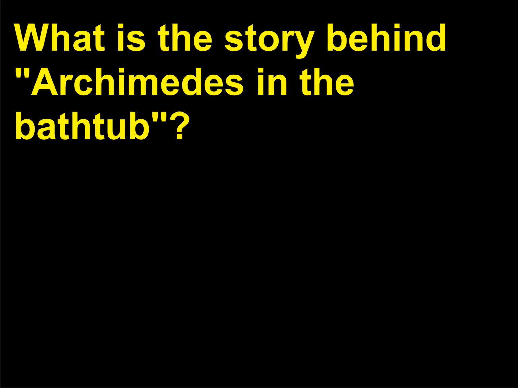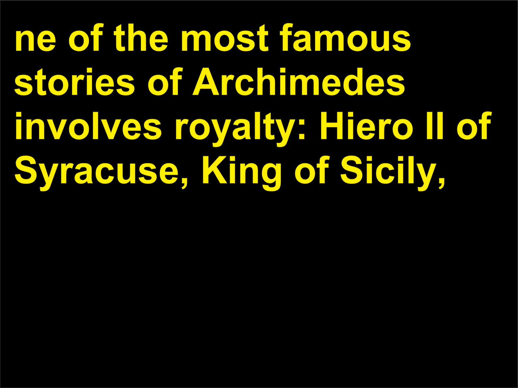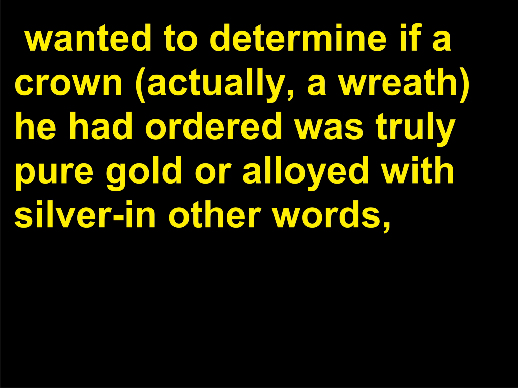What is the story behind Archimedes in the bathtub? One of the most famous stories of Archimedes involves royalty. Hiero II of Syracuse, king of Sicily, wanted to determine if a crown, actually a wreath, he had ordered was truly pure gold or alloyed with silver, in other words, whether or not the royal goldsmith had substituted some of the gold with silver. The king called in Archimedes to solve the problem.